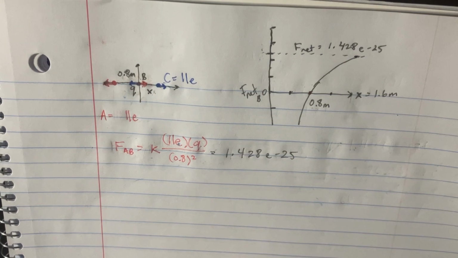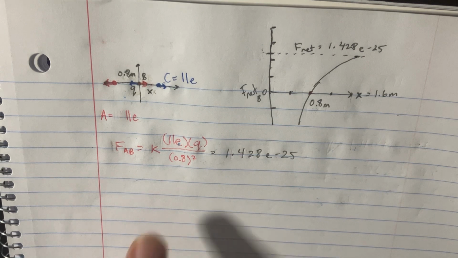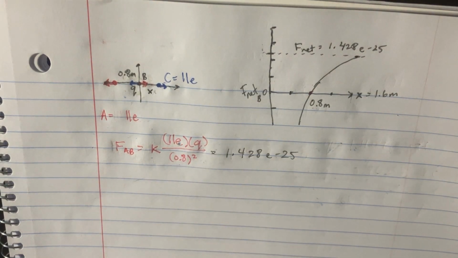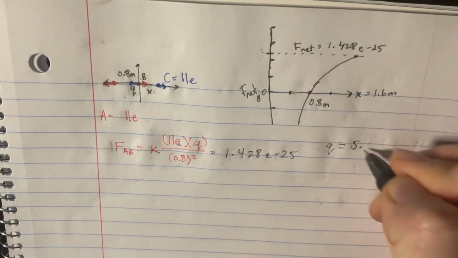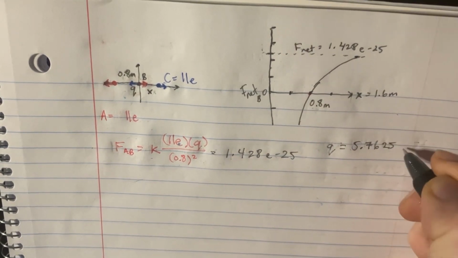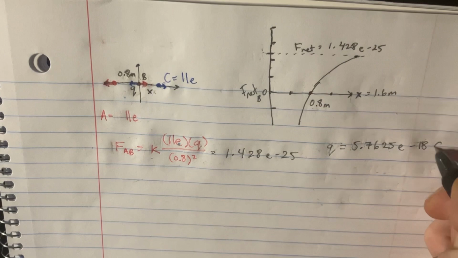1.428 times 10 to the negative 25. We're going to multiply that by 0.8 squared, and divide out K, which is 9e9, and divide out 11. And now we have to divide out the E again to make sure that that is gone, e to the negative 19. So we're left with Q equal to 5.7625 e to the negative 18 coulombs.